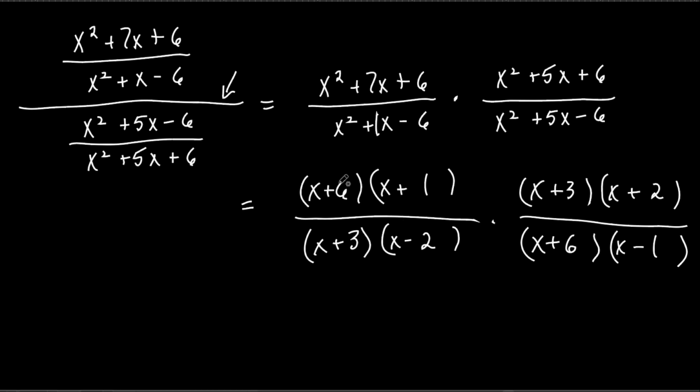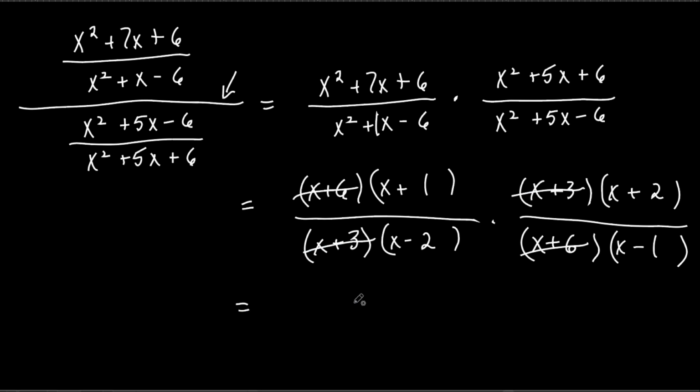Let's start knocking things off. An x plus 6. Do I have an x plus 6 on the bottom? Sure enough, I got it right there. So bang, bang. I got rid of the x plus 6s. Anything else? X plus 1. Now, I got x minus 1, so I can't cancel those out. What else do I got? An x plus 3. Well, I got an x plus 3 down here, so they cancel. An x plus 2. Nope, no x plus 2s down here.